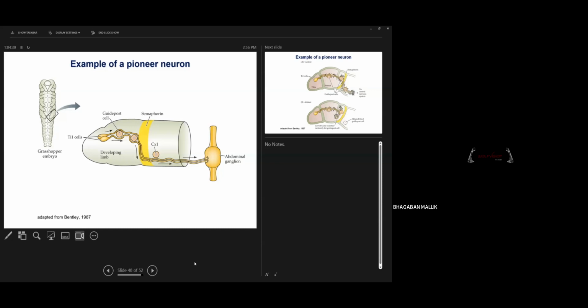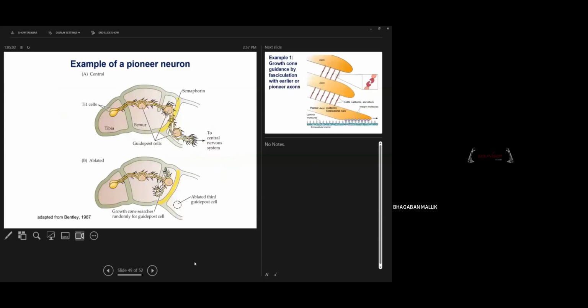So this is an example showing how a pioneering neuron helps the growth of the axon. This is a grasshopper embryo showing how one cell guides another cell to reach its target. The target is the abdominal ganglion. These cells are called TI1 cells, and they project to the abdominal ganglia. The cells you are seeing here, the guidepost cells, guide these TI1 cells to reach the abdominal ganglia. In the normal scenario, the guidepost cells guide this axon to the central nervous system.